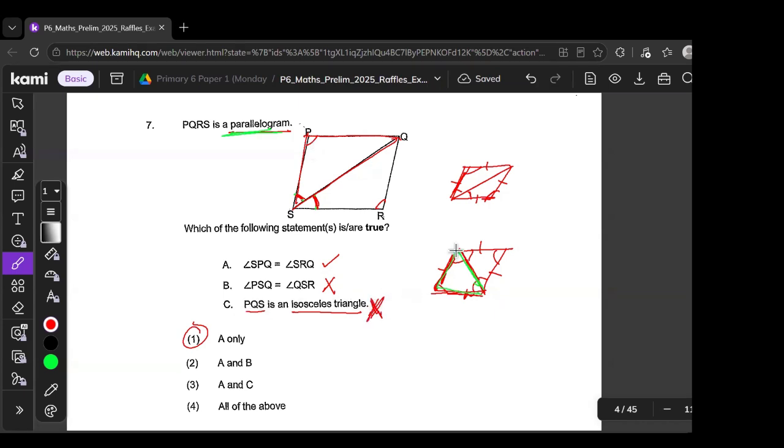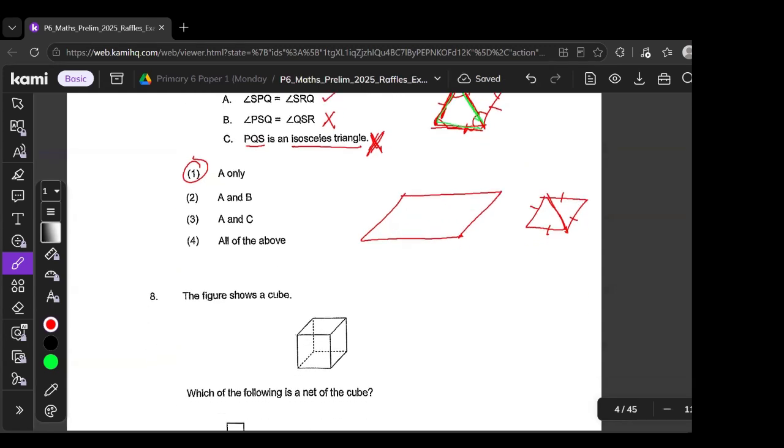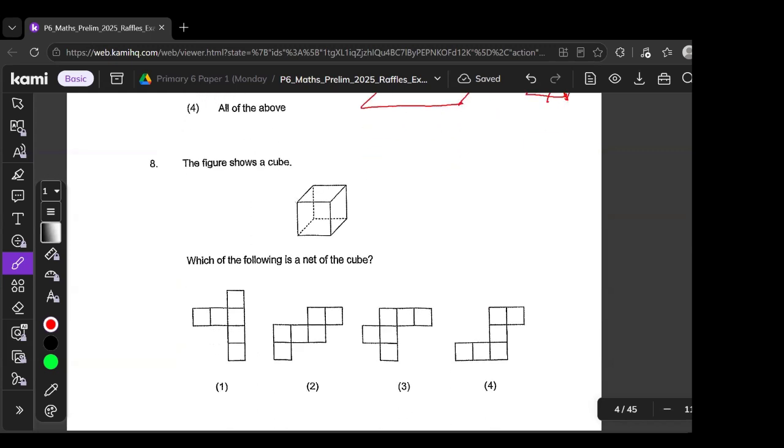So what is a true statement? Number one. A parallelogram will never have an isosceles triangle. How do you know that? Because a parallelogram only has opposite sides equal. Rhombus is a slanted square. All sides are equal. Then you will have isosceles triangles, for a rhombus. Okay, question number 8. The answer for question 8 will be number 2.